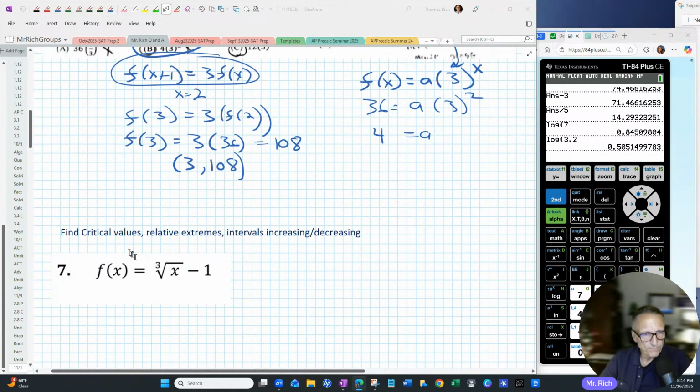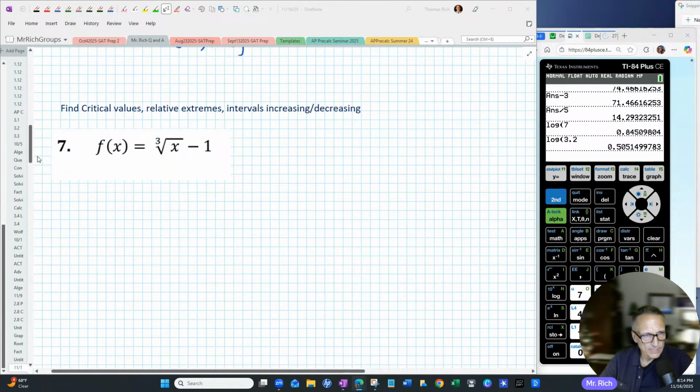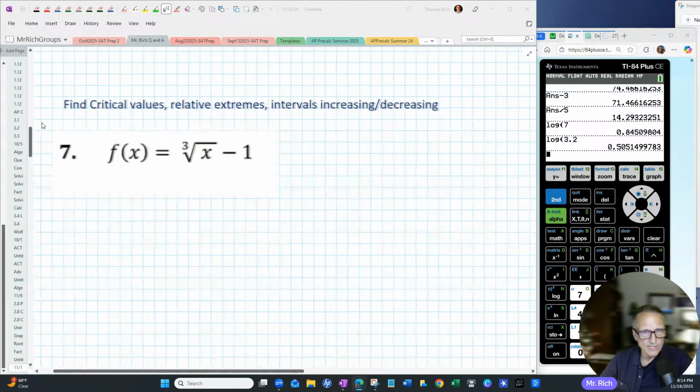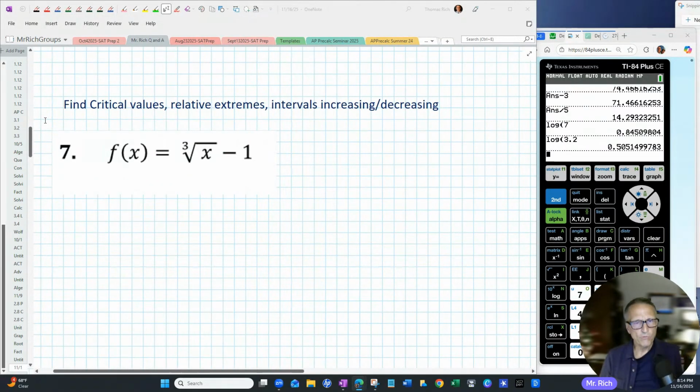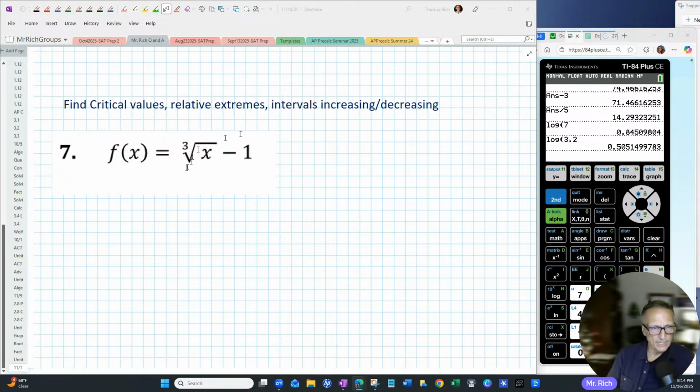The next question was an AP Calc question that came in. This said, find the critical values, relative extremes, and intervals where the function is increasing or decreasing. I have worked this problem with several students this week as they're getting started in Unit 5 of AP Calc. And what we're finding in Unit 5 is how to use derivatives to find relative extreme values for a function. That is where functions change from increasing to decreasing or vice versa.